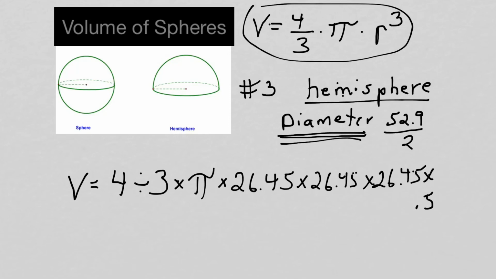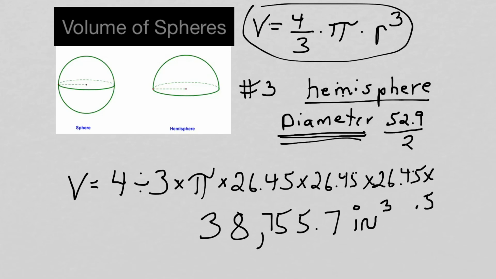Enter this in a calculator. V equals 4 divided by 3 times pi times 26.45 times 26.45 times 26.45 times 0.5. You're going to get 755.7. And Delta Math takes care of this, but anytime you're doing volume, it's going to be something cubed. This was inches, so it's going to be inches cubed. You don't have to worry about this because the units will always be there. You're just responsible for the number.